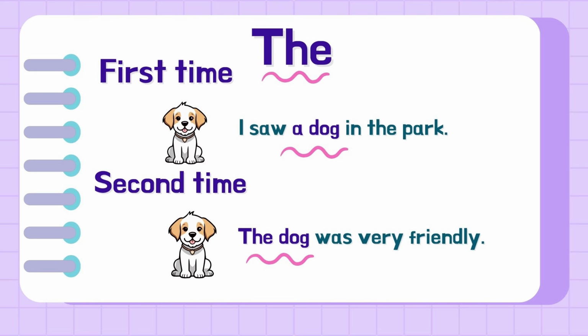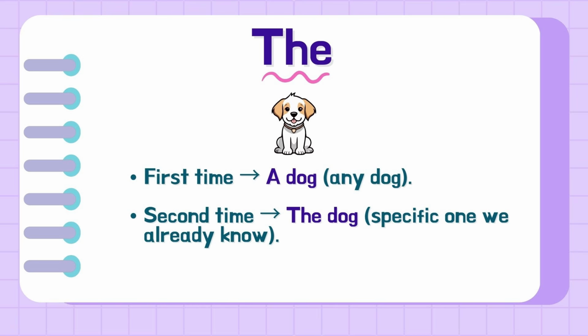Sometimes we use the when we already talked about something once. For example, I saw a dog in the park. Next time, I don't say a dog again. I say the dog. The dog was very friendly. That's because now we both know which dog we are talking about. First time, a dog, any dog. Second time, the dog, the specific one we already know.